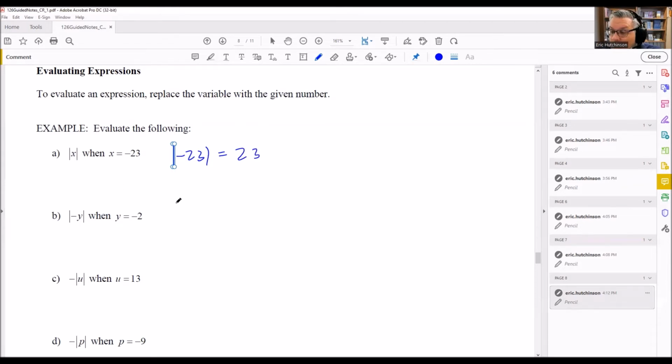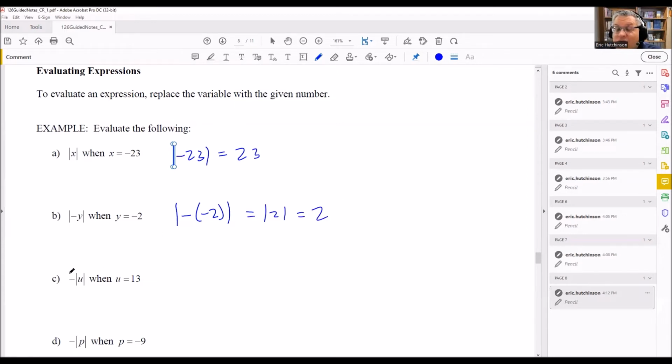For the next one, we have a negative in there already, but we're putting in a negative. So now I have a negative and a negative. Well, anytime you have two negatives together, that's going to turn into a positive. So this is the absolute value of positive 2, which means that's going to give you a 2.